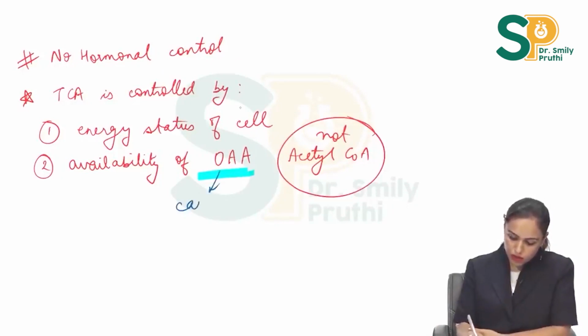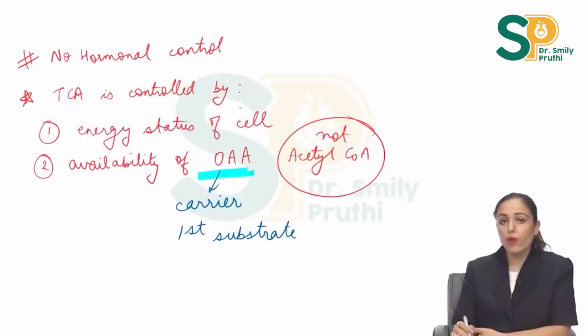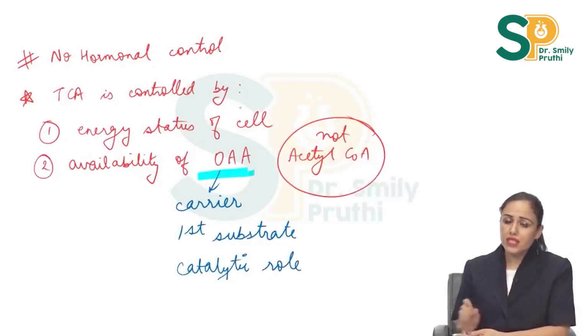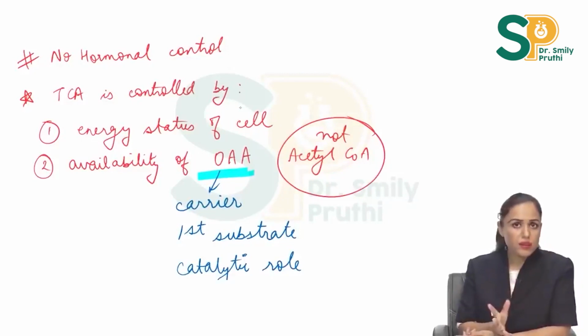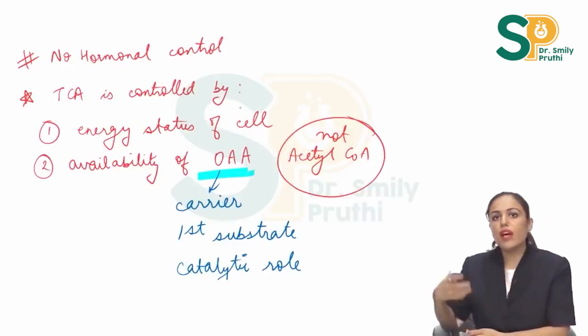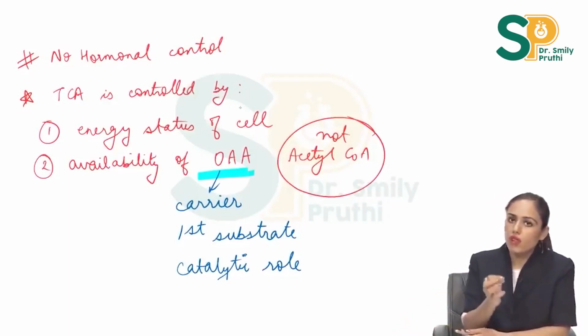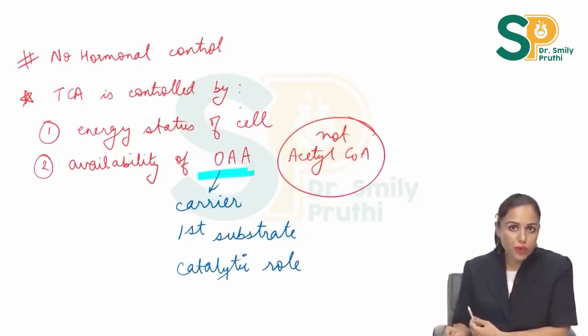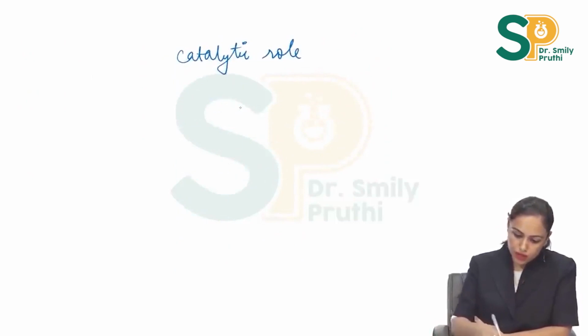That's why oxaloacetate is regarded as the carrier of the TCA cycle. Oxaloacetate is regarded as the first substrate of the TCA cycle. And also oxaloacetate has a catalytic role in the TCA cycle. When I say catalytic role, what does that mean? See, enzymes have a catalytic role. Enzymes are catalysts. What does that mean? That the enzyme is not used up in the reaction, right? The enzyme is obtained as such after the reaction. Similarly, oxaloacetate is again regenerated in the TCA cycle. It is not used up in the TCA cycle. See what that means? Catalytic role.